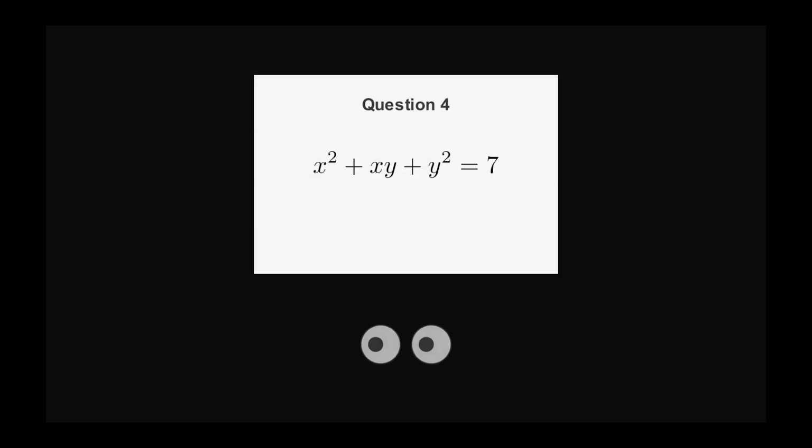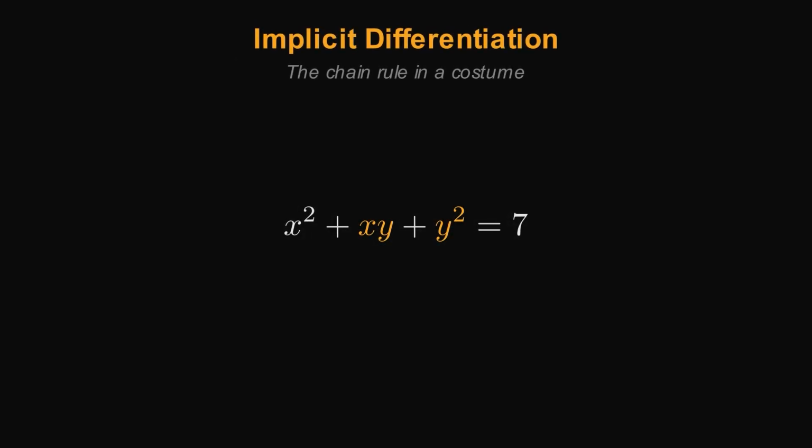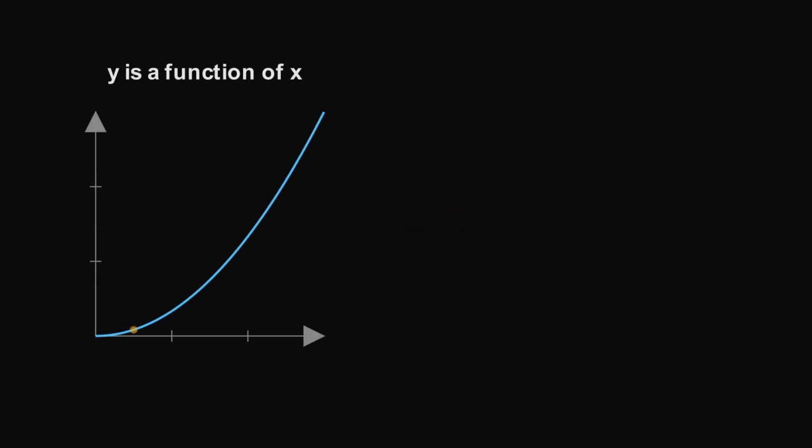Let's imagine now that the exam gives you x squared plus xy plus y squared is equal to 7, and it asks for the gradient of the tangent at a point. You stare at it. Y isn't isolated. The variables are all tangled. So how do you differentiate this? Well, the answer to that is implicit differentiation, which, exactly as I said, is just the chain rule, but with a costume on. Every y in the equation is still a function of x.